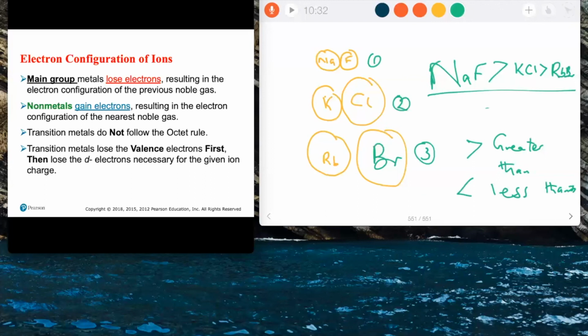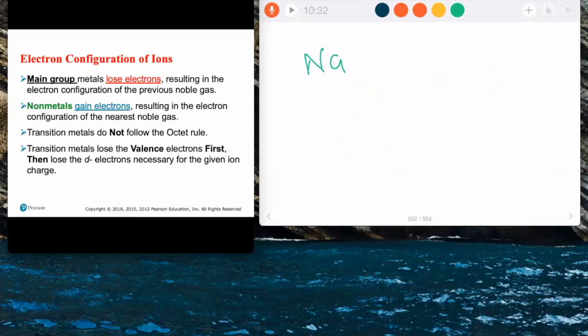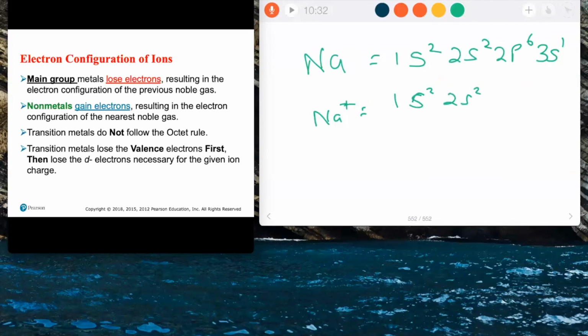For example, sodium has 1s2, 2s2, 2p6, and then 3s1. This is neutral, but when we have sodium positive, we are less by 1 electron. So it is 1s2, 2s2, 2p6, and then the 3s1 is gone. That is basically writing the electron configuration for the sodium ion. We are less by 1 electron.